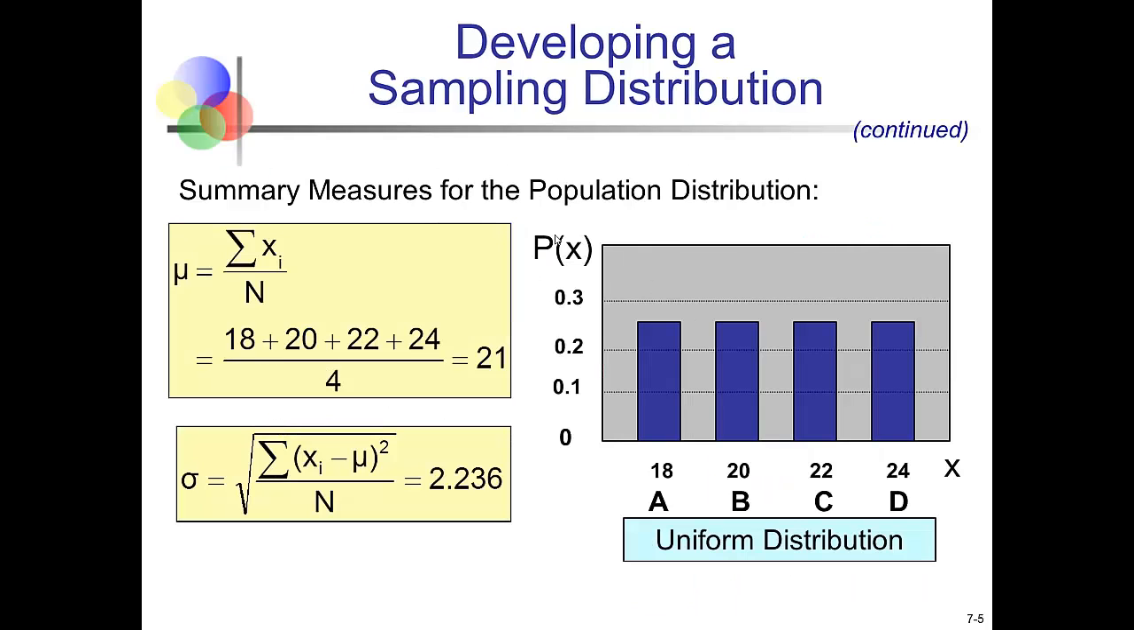Okay, we could talk about the distribution of the population. So we've got ages 18, 20, 22, and 24. Each of those has a 1/4 chance of occurring, or a 0.25 chance of occurring in our data set. We could also easily calculate the average age in the group: add them all up, divide by 4, we get the average age of 21, and we could calculate the population standard deviation of 2.236.